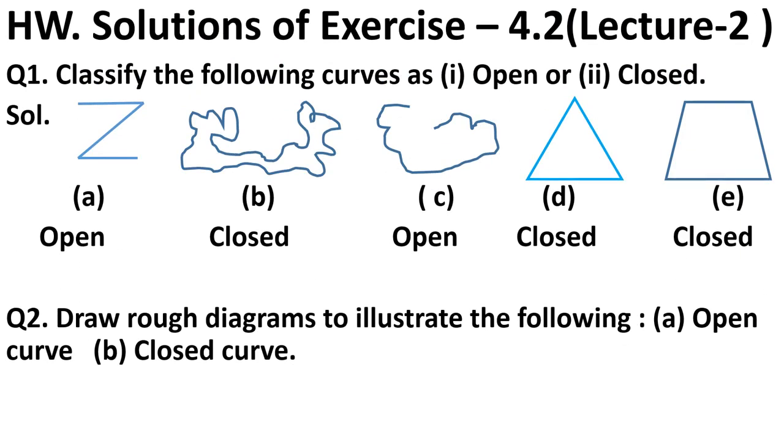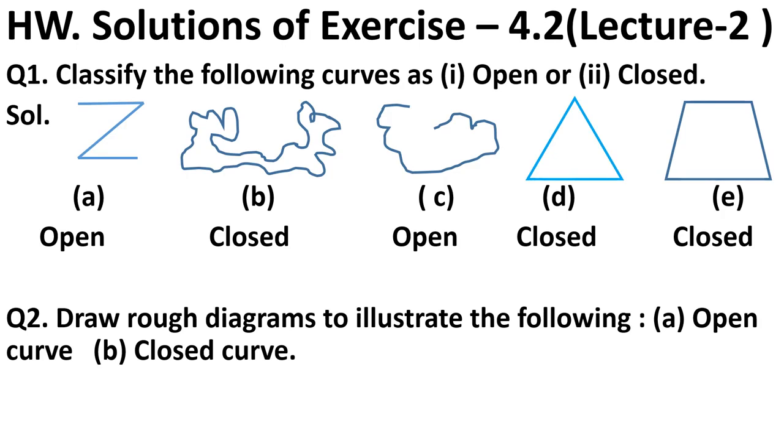So let's now discuss the homework solutions of exercise 4.2 given in lecture number 2. Classify the following curves as open or closed. Many figures are there. You have to tell whether they are open curve or closed curve. Open curve, whose starting point and end point are different. Closed curve, whose starting point and end point are the same. So first one is open curve. B is closed. C is open. D is closed and E is also closed.